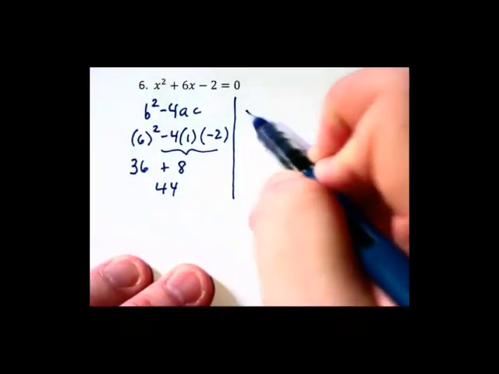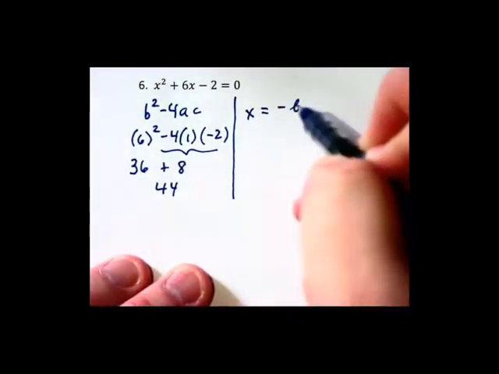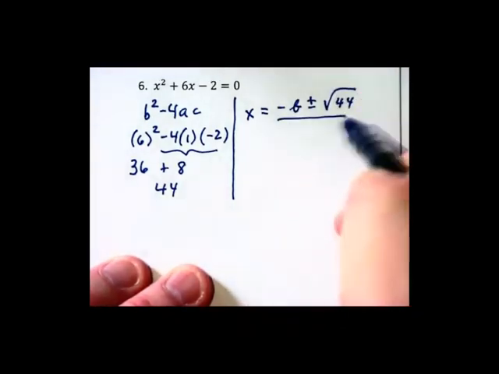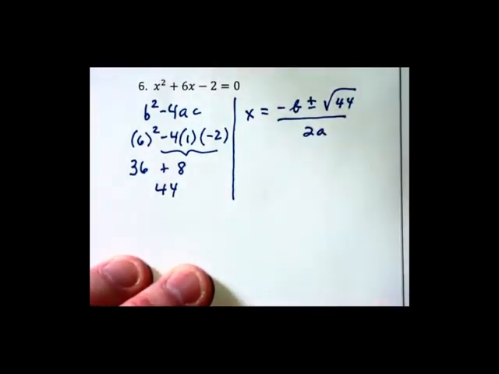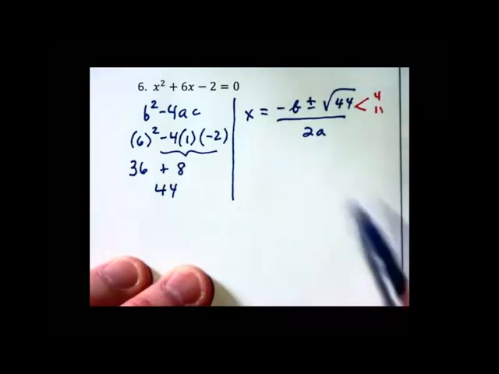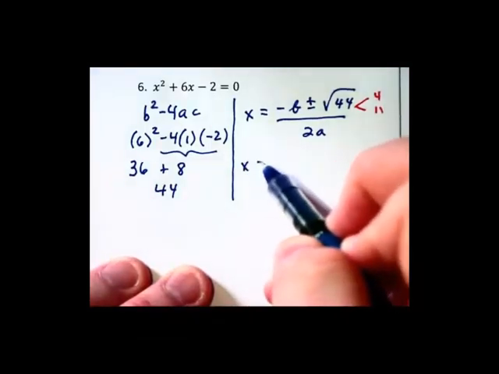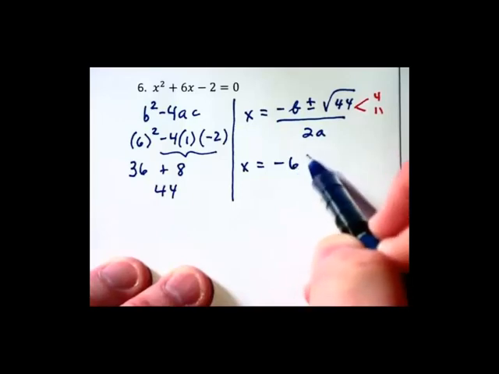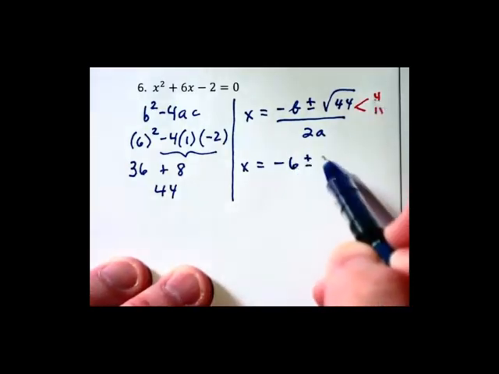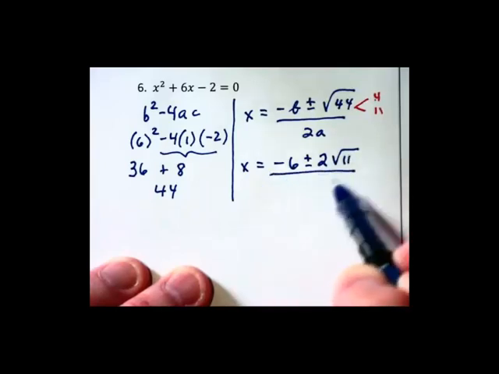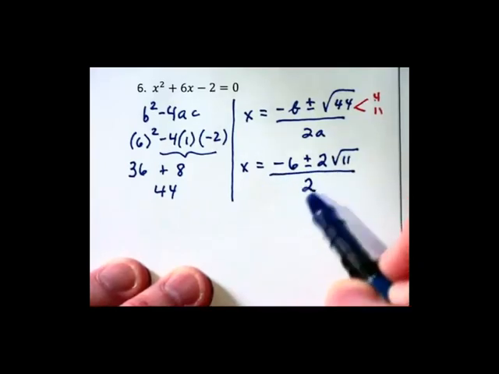Now we're going to say x equals negative b plus or minus the square root of 44 all over 2a. And 44, as you know, can be broken down because that is a 4 times an 11. So let's see what we've got. We've got x equals negative b, which turns into negative 6, plus or minus, now the 4 will come out as a 2, and we're going to have 2 root 11 all over 2 times 1, which is 2.